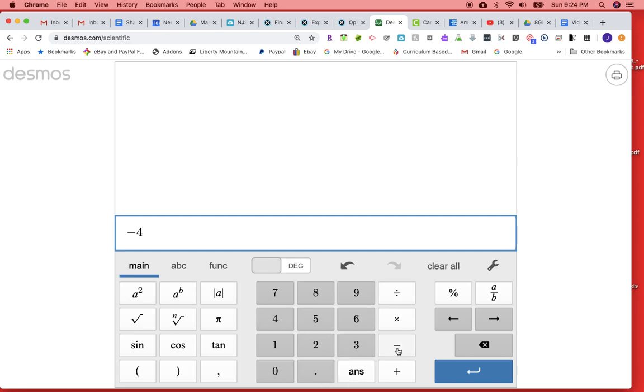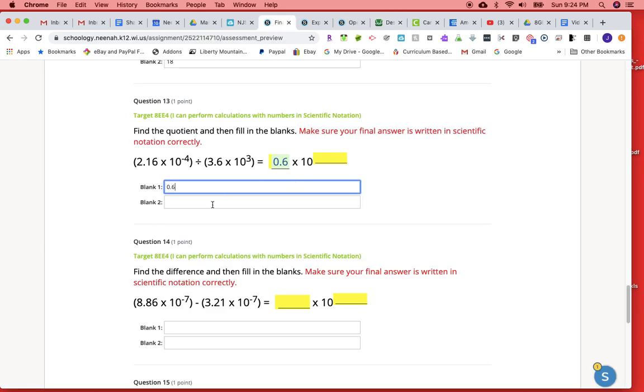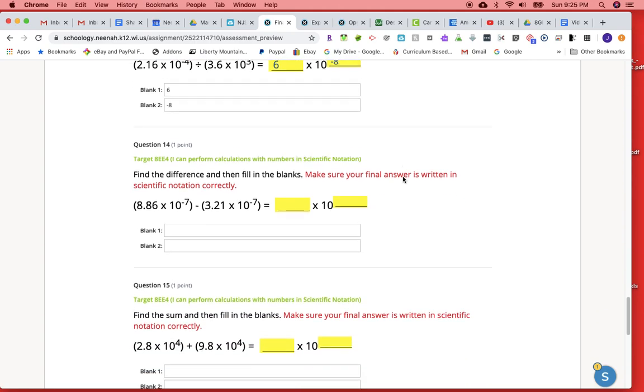Negative 4 minus 3 is negative 7. So we have negative 7. Last thing, to make sure that this is in correct form: this coefficient's too small. I need to move my decimal 1 to the right. So when I move it 1 to the right in LARS, L-A-R-S, we need to subtract 1. So it's going to be negative 7 minus 1. It'll be a total of negative 8. So now our answer would be 6 times 10 to the negative 8th. And now this is in correct form.